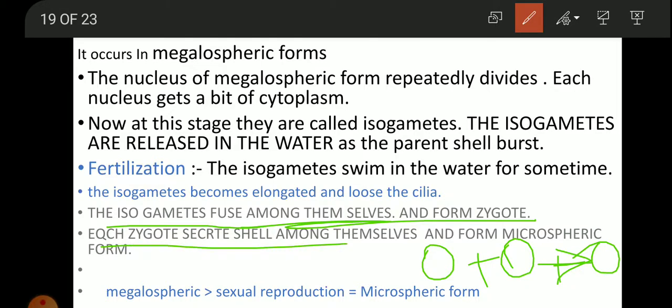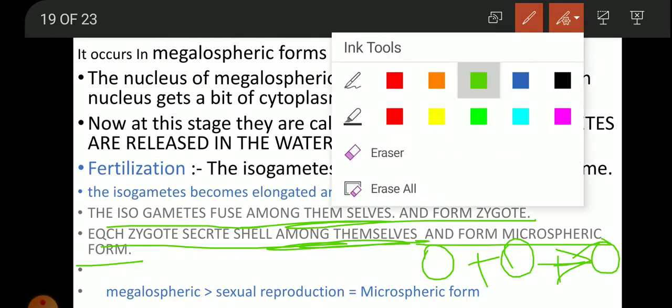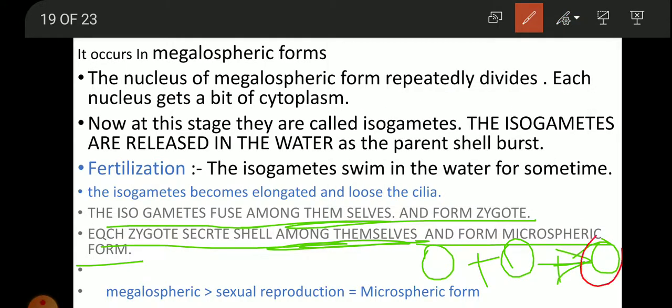Each zygote secretes a shell and forms the microsporic form. The zygote will secrete a shell, and it forms the microsporic form. Megalosporic form is formed by asexual reproduction. By sexual reproduction, it gives the microsporic form.